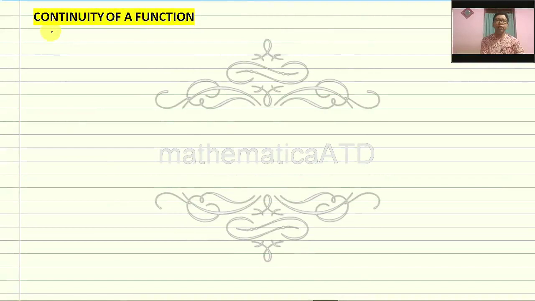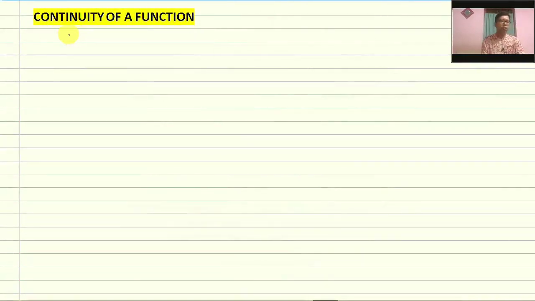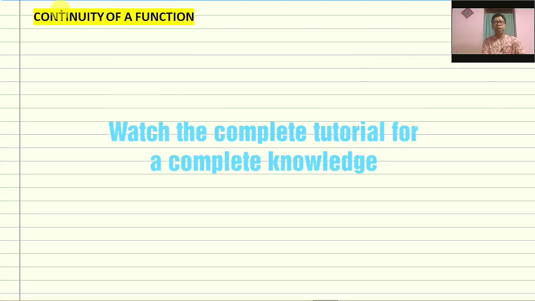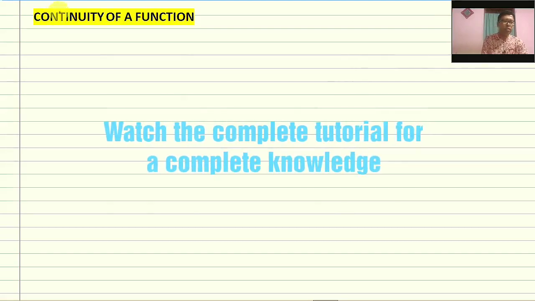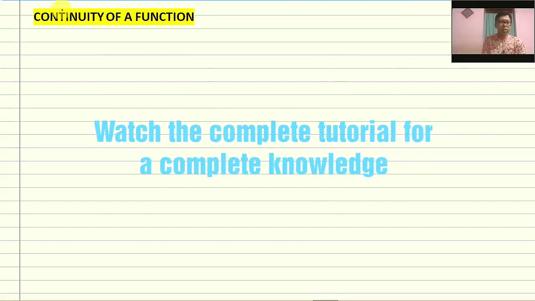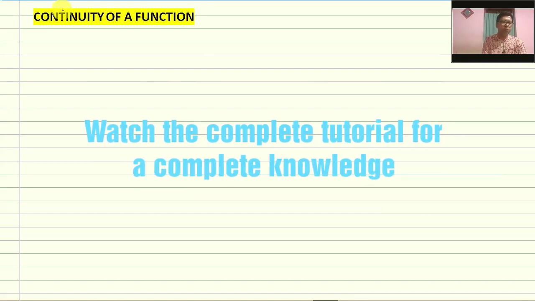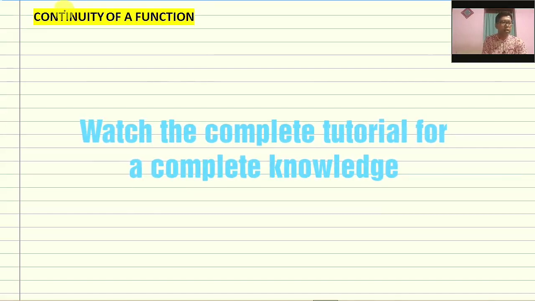Dear students, our topic is continuity of a function. Intuitively, a function is continuous in its domain if its graph is a curve without breaks or jumps throughout its domain, and a function is continuous at a point in its domain if its graph does not have breaks or jumps in the immediate neighborhood of the point.